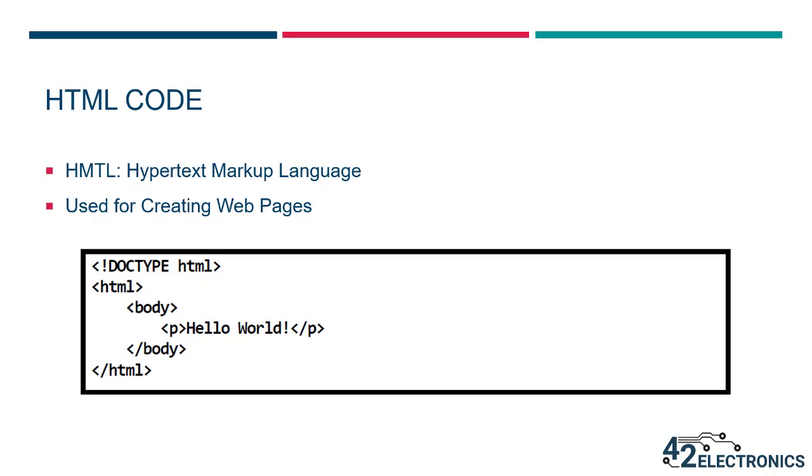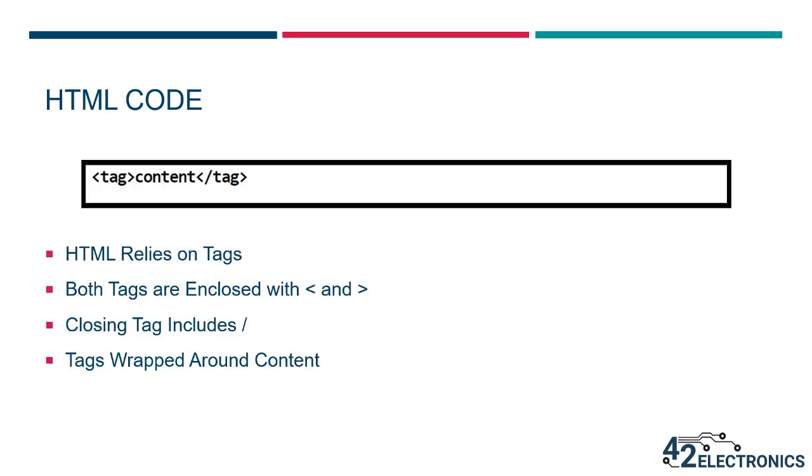The doctype code lets web browsers know that the code in the file is HTML, so it can be properly displayed in the web browser. HTML relies mostly on items called tags that look like this. Both tags are enclosed with angle brackets, while the closing tag also includes a /. These tags are wrapped around some type of content.